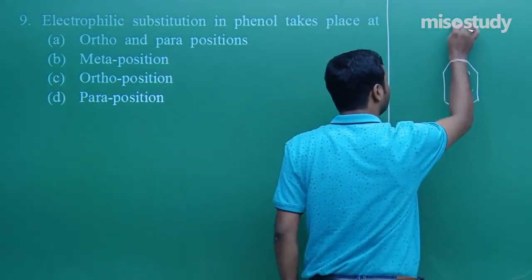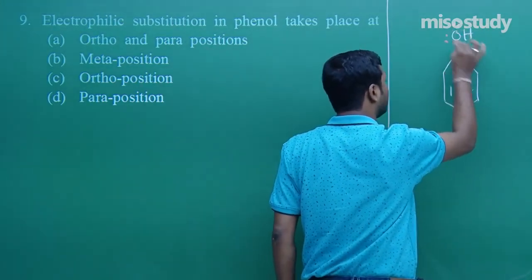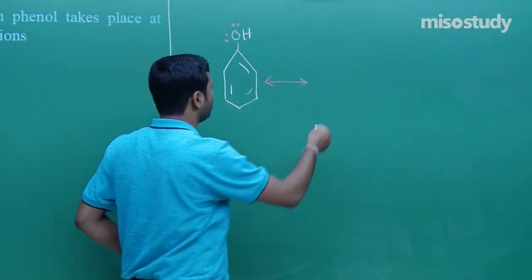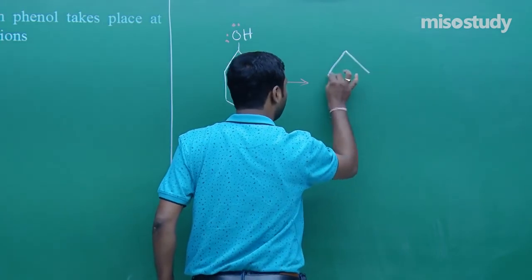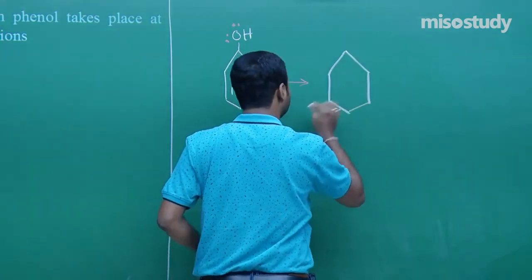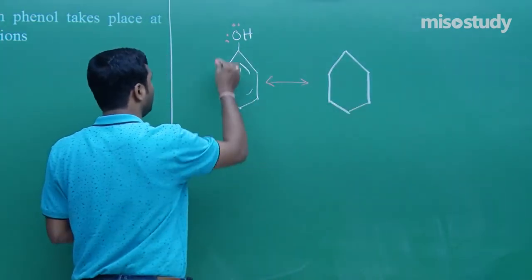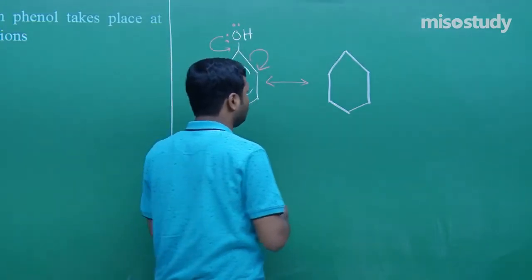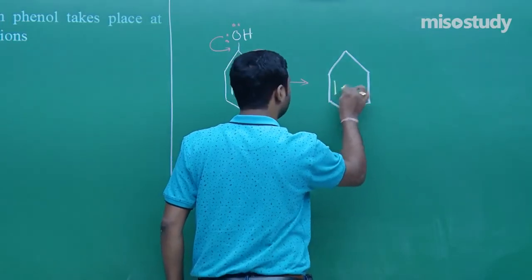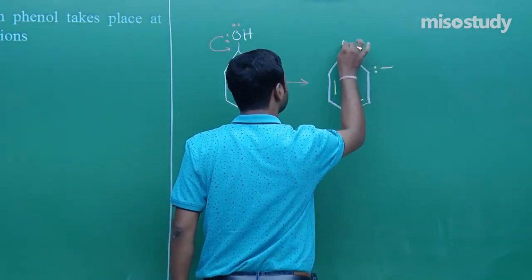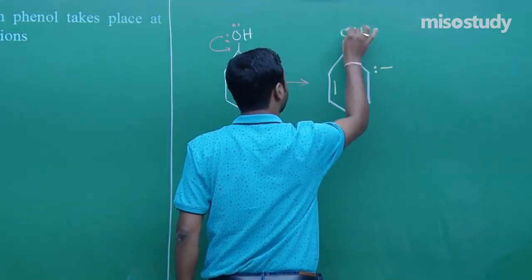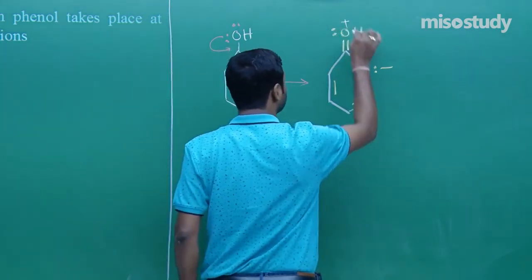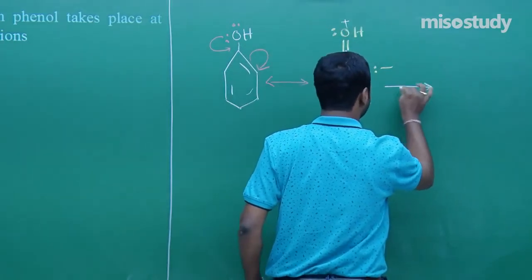Now the next structure, what will happen? Check it out. This will move here and this will move here. Clear? So this one and this one, and this one is minus, double bond, OH. Clear? This one is the first resonating structure. Put here a plus sign.